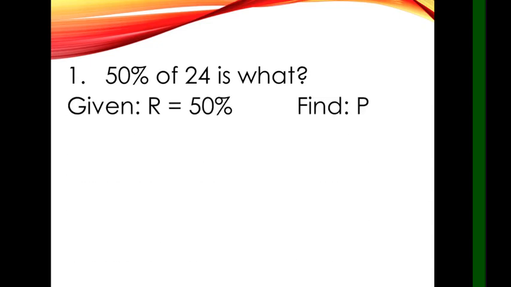First, let's write the given. R is 50% and B is equal to 24. And we're looking for the P, which is the portion or the percentage. First, we need to make this R into decimal form. As we all know, this is 50%, so we start the decimal point here going to the left, and that will become 0.50. So that's the rate.